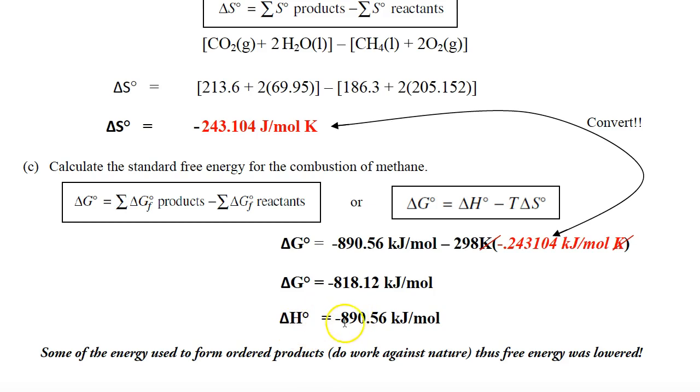But notice the heat released is greater than the delta G available. How is it that the heat released is greater than the free energy available? Well, that's because some of the free energy that's released is being used up to make molecules become more ordered, to concentrate energy because of this negative delta S. Pretty cool.